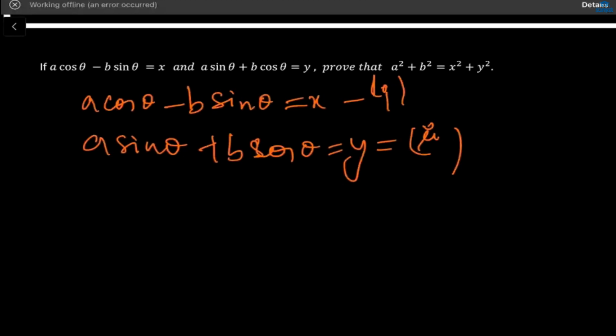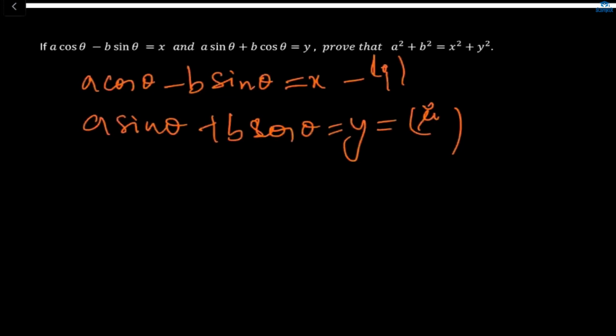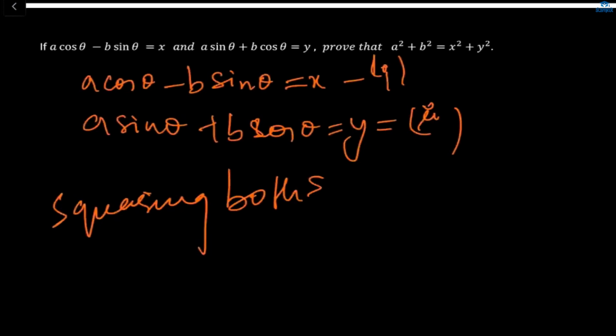First let me square them, and then I will add. I'm squaring both sides, squaring both equations, and adding. If we do the squaring, it will be a cos theta minus b sin theta, whole square. I will expand and write, and only then subtract.